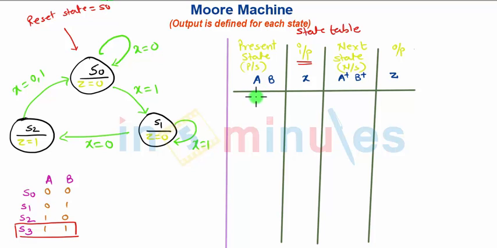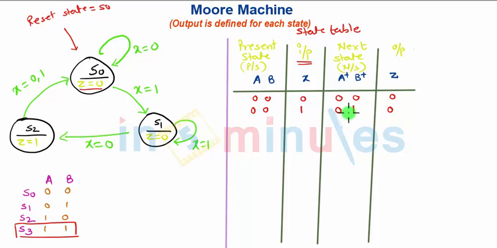So S0 corresponds to AB 0 0. When x is equal to 0, it will remain in that state, therefore next state will be again 0 0 and output will be 0. Why? Because the output is associated with the state and the state is S0. So for S0 output is Z0 as seen in the state diagram. For the next combination input 1 for the state S0, it will move to S1. So S1 corresponds to 0 1. Again the output will be 0.